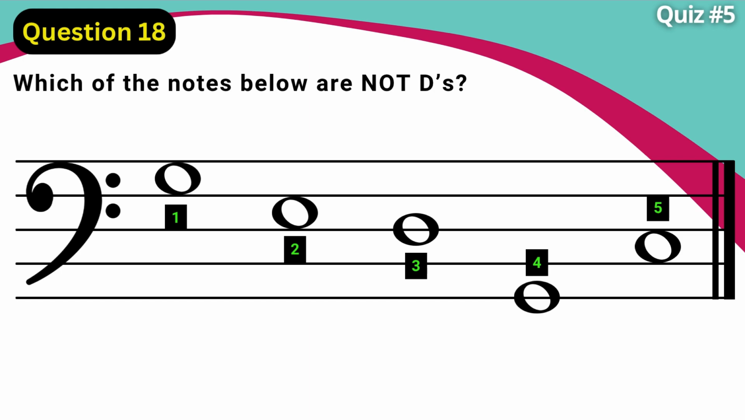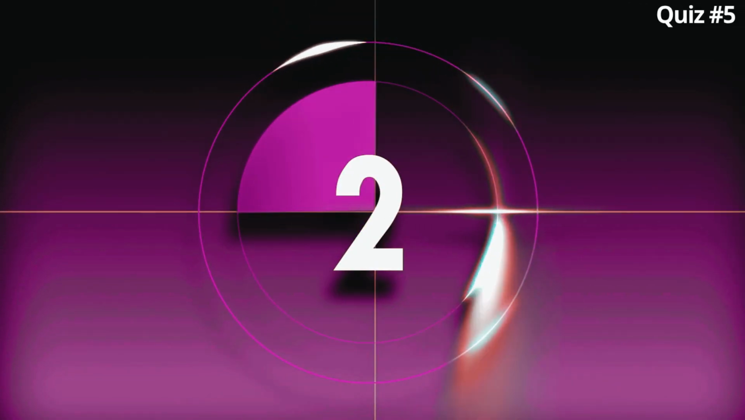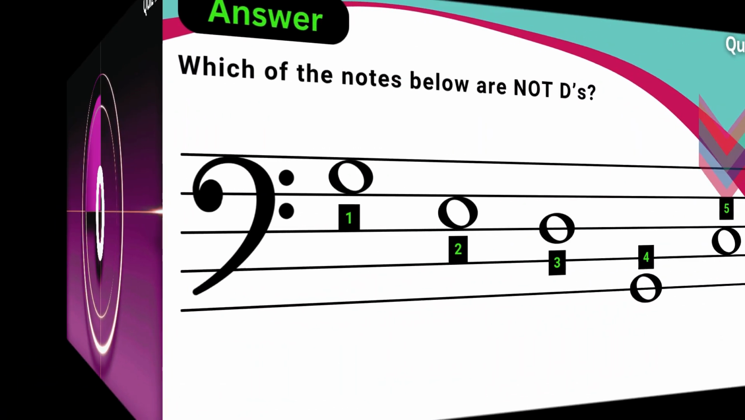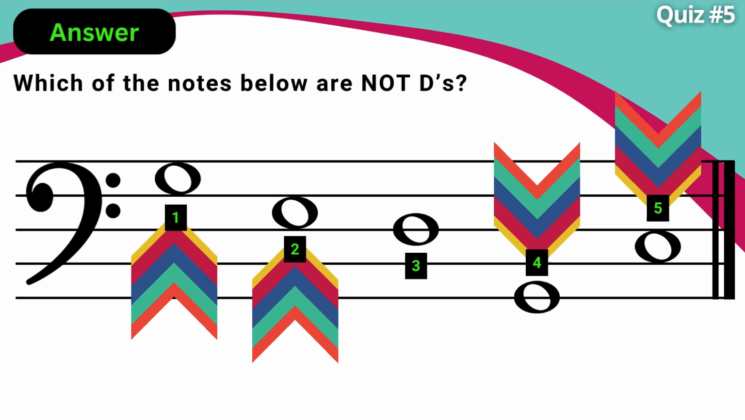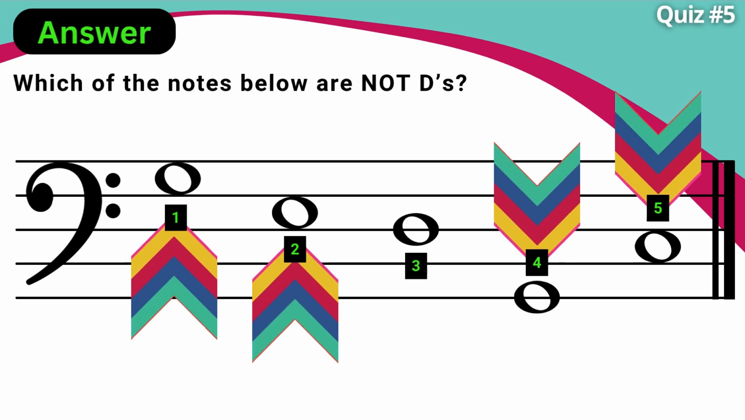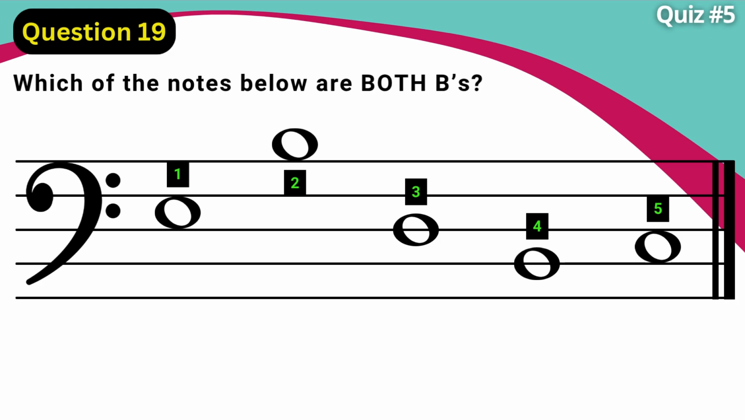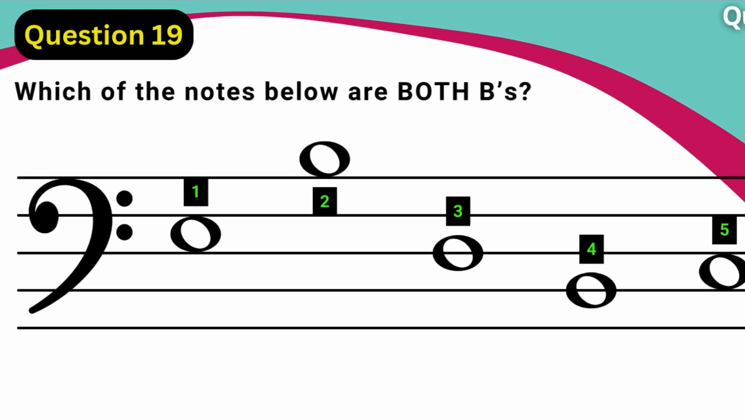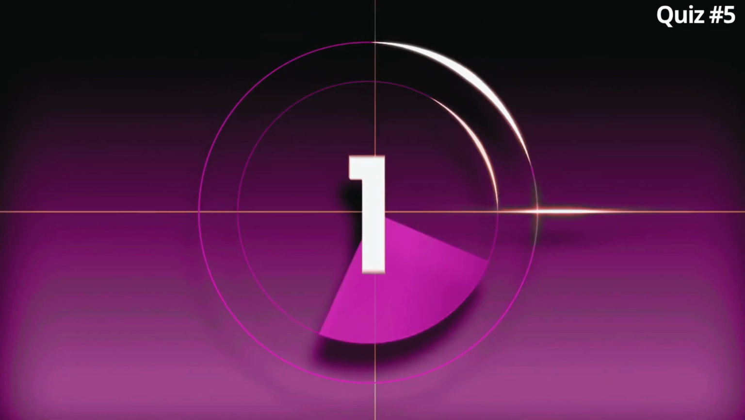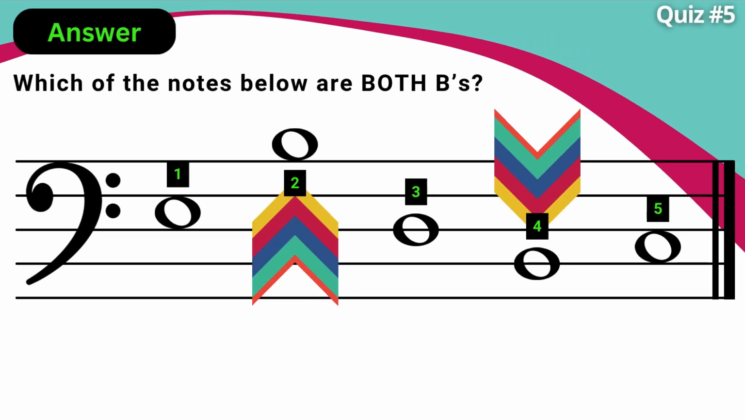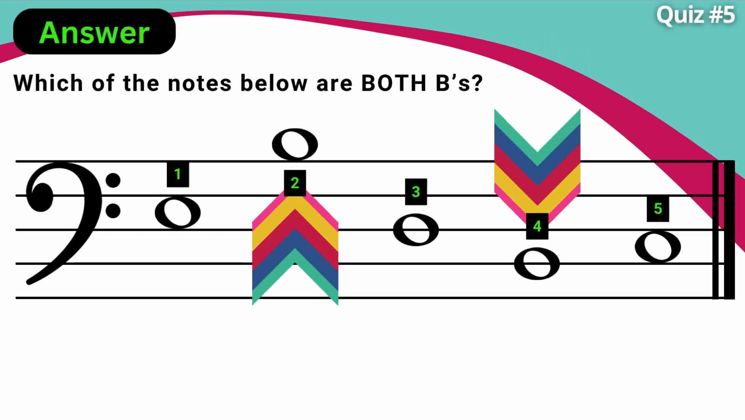Question 18. Which of the notes below are not D's? And the answer is number 1, 2, 4, and 5. Question 19. Which of the notes below are both B's? Number 1, 2, 3, 4, or 5? And the answer is number 2 and 4.